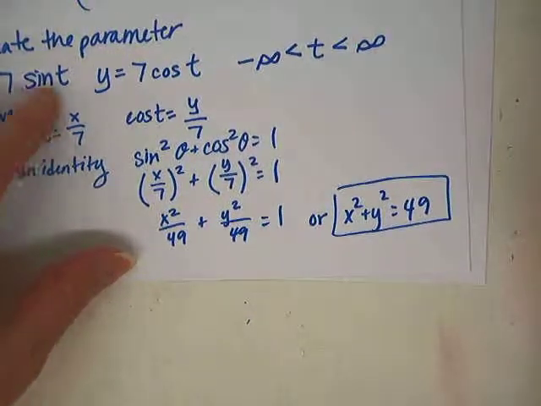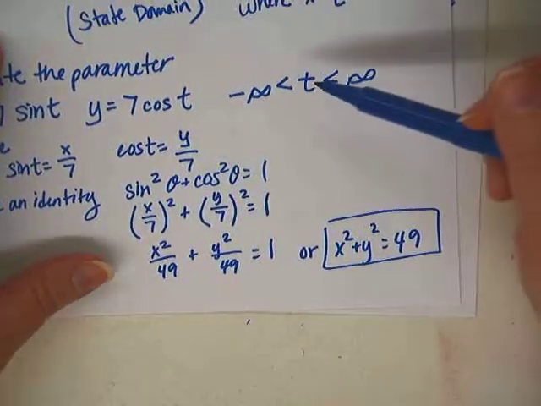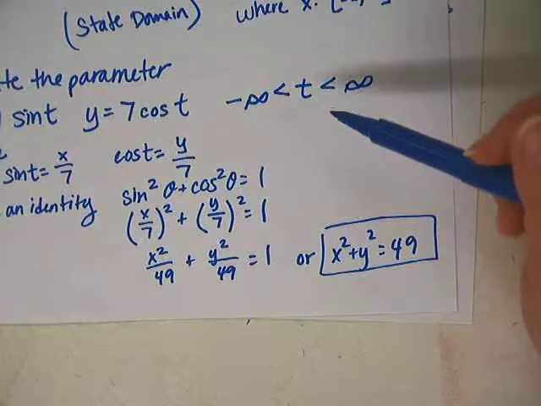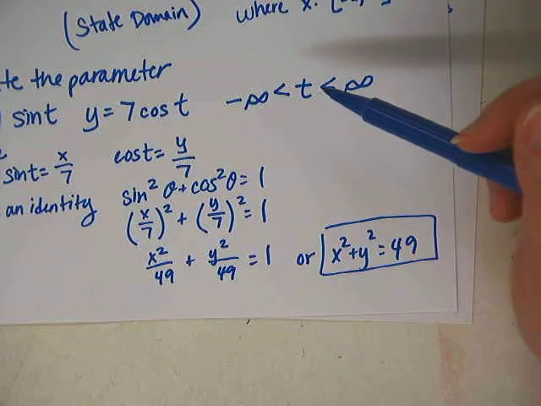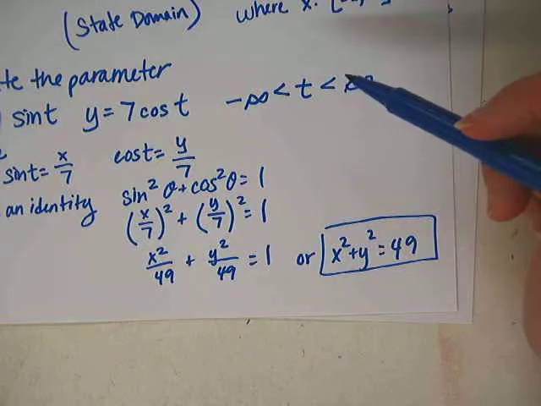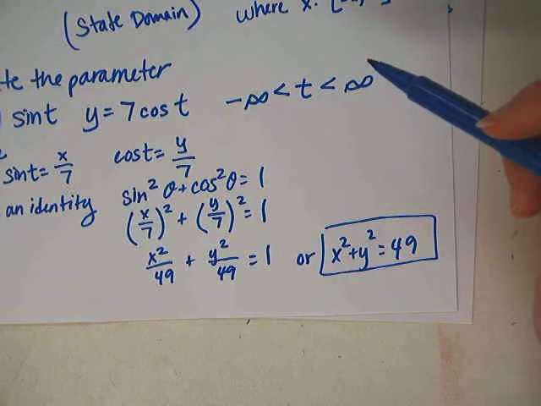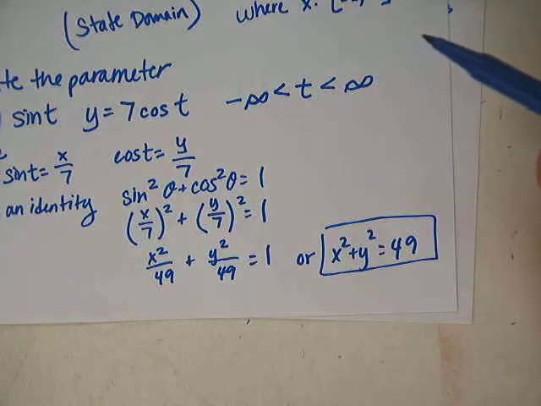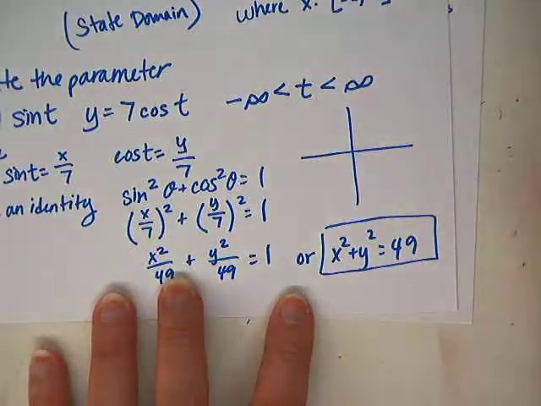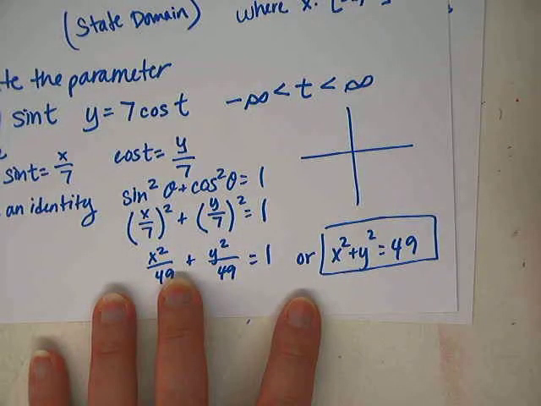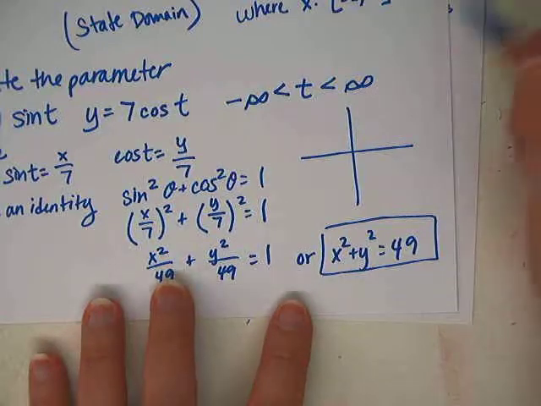Does anyone recognize what shape this graph would be? It is a circle, yes indeed. But because the parameter is all real numbers, it doesn't have a particular starting and stopping point on that circle. It just basically goes around and around and around the circle. So the domain would have to do with the circle, not with t. Should we graph it really fast to make sure we understand?